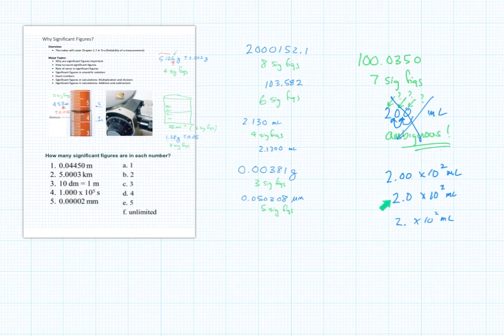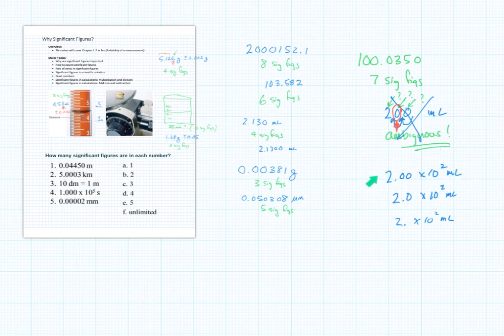So if I wrote this, I'm saying the tens place in this number is where the uncertainty lies. So that might be like recording a volume with a beaker. I'm estimating to the tens place. That would be true if I wrote this number out. If I was trying to say the ones place is where my uncertainty is, this is the way I would have to write this out in scientific notation.